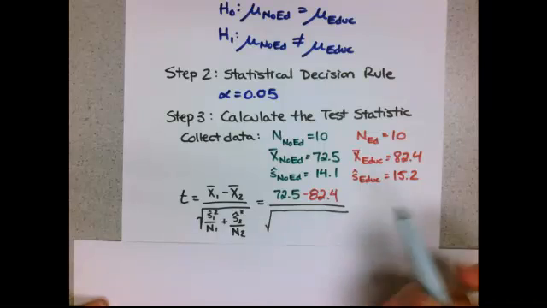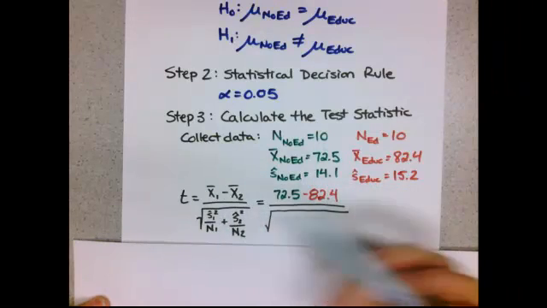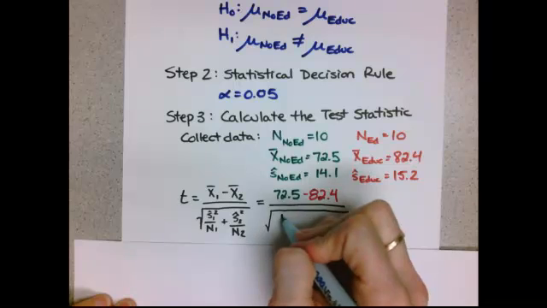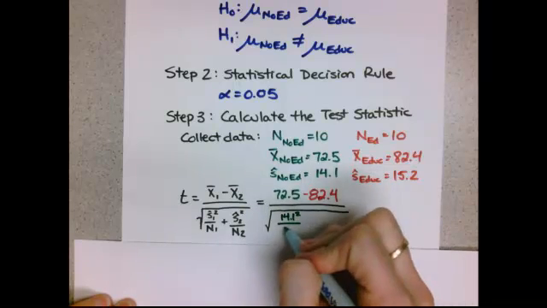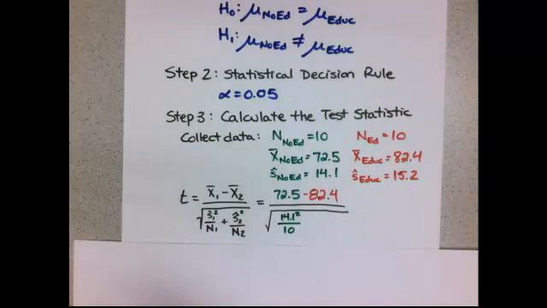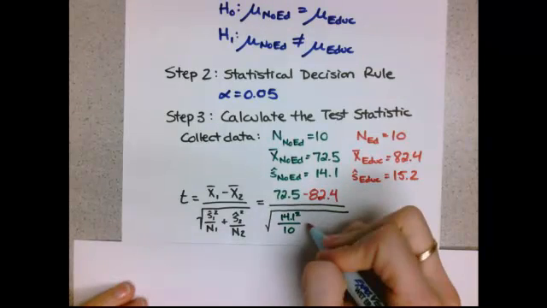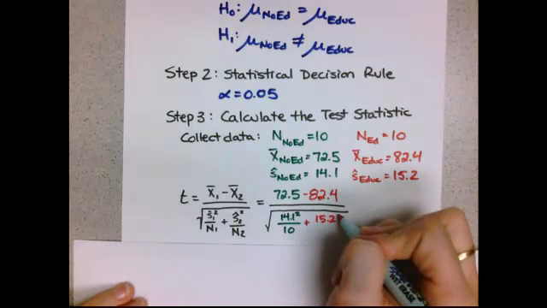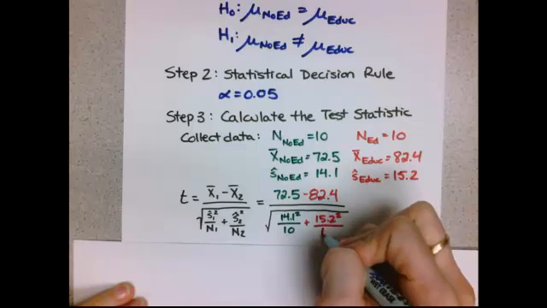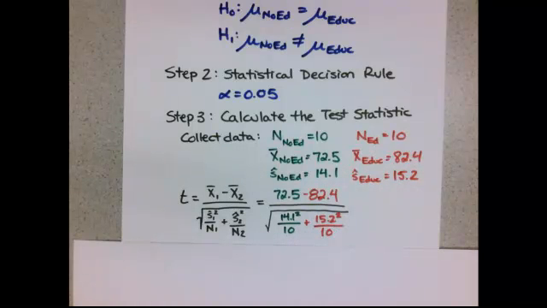So for our no education group, I'm assigning that to 1 over here. So it's going to be 14.1 squared divided by our sample size. And then for our second group, it's 15.2 squared, then divided by our number of samples that are in that group.